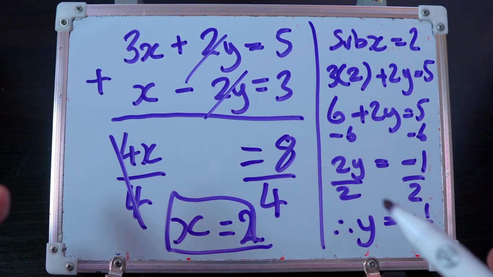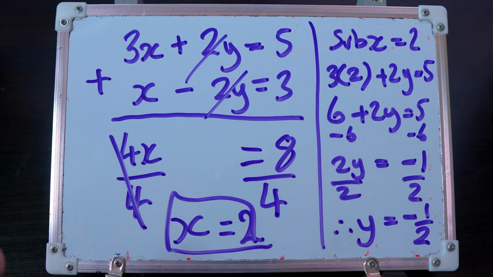So that means that we're finished now. That's it, it's done, yeah? We're not there. We're not quite there. We still need to check that this works, okay? So remember, we've got x is equal to 2 and we've got y is equal to negative a half. Let's substitute that into one of these equations, okay?